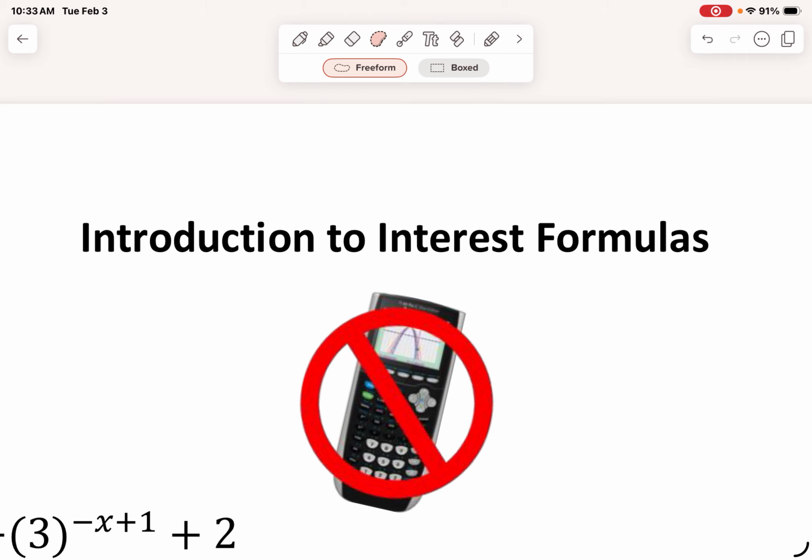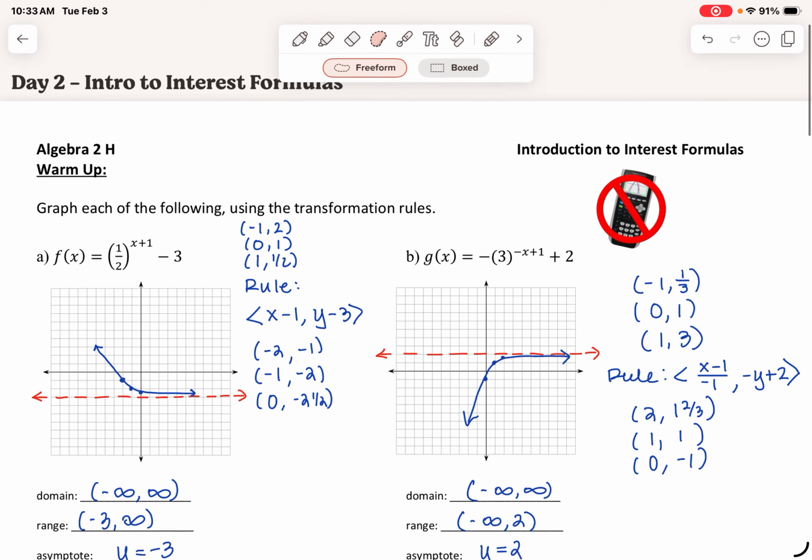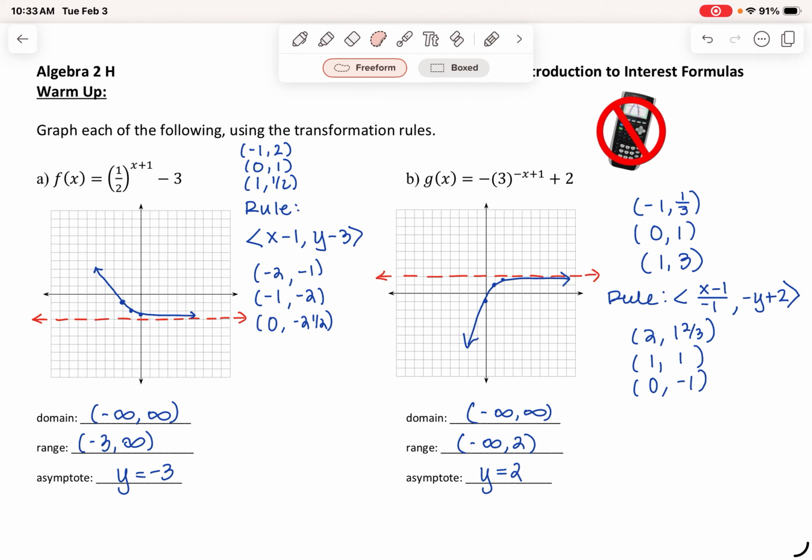Go ahead, pause the video, try the first two on your own. It is just a warm-up of graphing two functions. All right, let's see how you did here. The first one was exponential decay. Here I have the parent points, here's the rule for this, here are the new points based on the rule. Same idea for the other one: parent points, rule, new points. And then there's your domain, range, and asymptote.